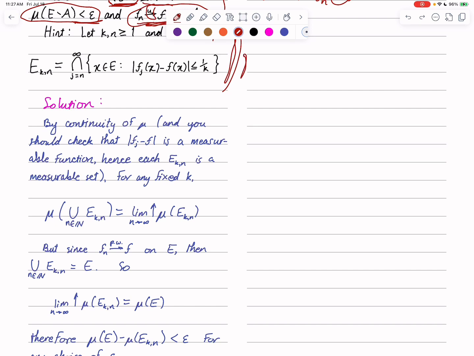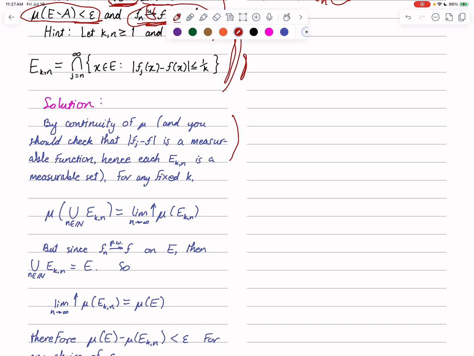Certainly, it is true that this is a monotonically increasing sequence of sets, and you should prove that to yourself if you need to. Also, and it'll be important, it's a good exercise to demonstrate that this sequence of sets is measurable. Now, how are you going to demonstrate that each one of these sets is a measurable set?